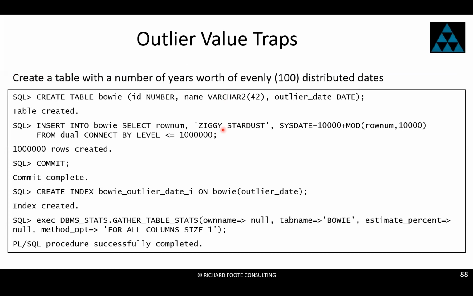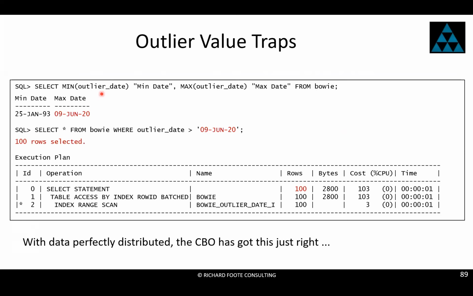Now, a very common issue is around outliers. So what I'm going to do here is create a table and insert 10,000 days' worth of data. I've got 100,000 rows, so 10,000 days' worth of data, each with 100 rows. My maximum date when I ran this was the 9th of June 20. So when I say get me anything that's greater than the 9th of June 20, remembering that a date has a timestamp, which means anything past midnight gets included, here are my 100 rows. And it's perfect. There are 100 rows for that day. So no drama at all.